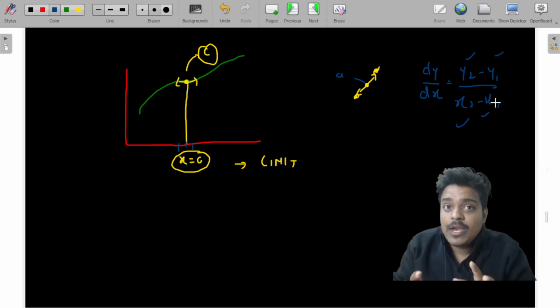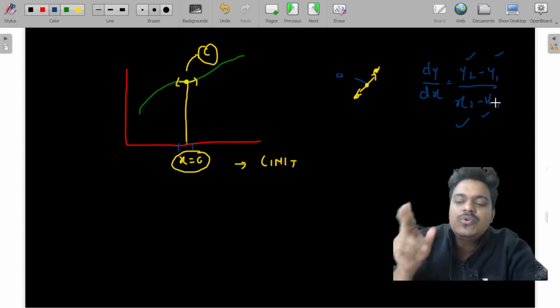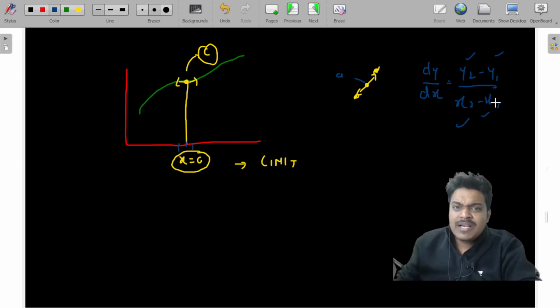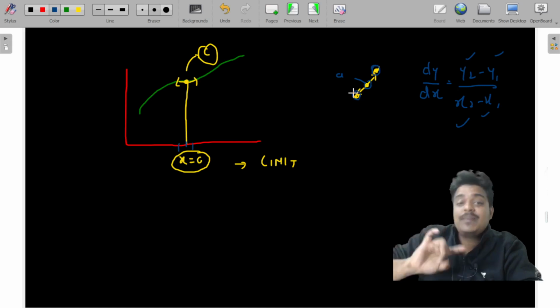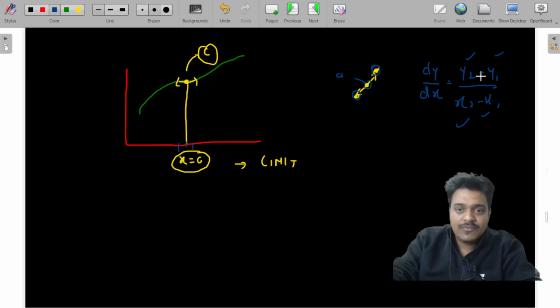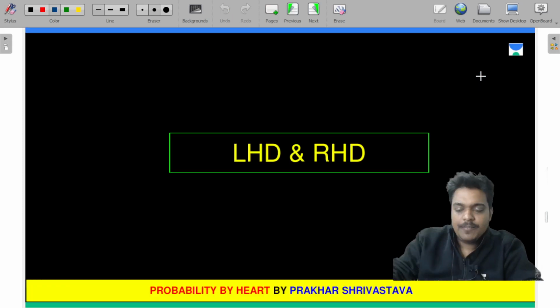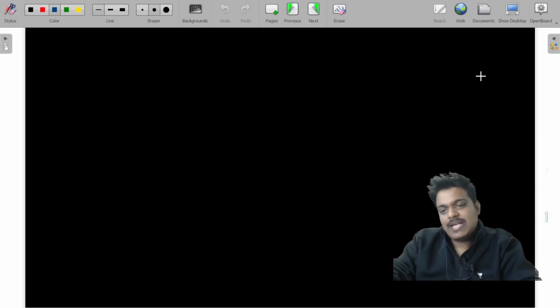I hope you are getting my point. So you need y2, you need y1, you need x2, you need x1. Is this thing clear to you? If it is clear, you understand that you require the next and the previous points. Then only you will be able to calculate the difference. Good. Now, what is LHD and what is RHD?